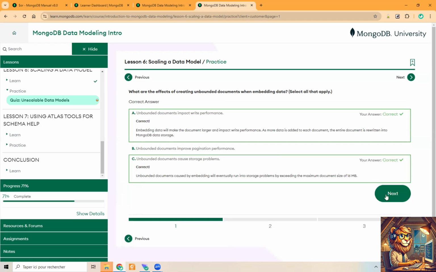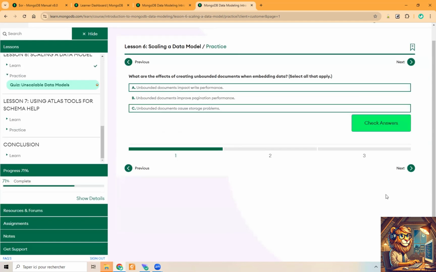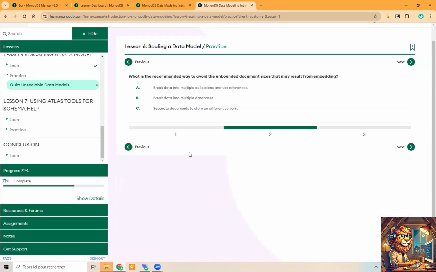Okay, then let's move on to the next one. What is the recommended way to avoid the unbounded document sizes that may result from embedding? That would be to break data into multiple collections and use references. So remember the example of one collection for blogs, another collection for comments.